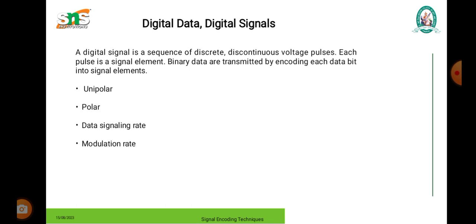Polar means that one logic state is represented by a positive voltage level and the other by a negative voltage level. The third is the data signaling rate, which is the rate in bits per second at which data are transmitted. The last is the modulation rate, the rate at which the signal level is changed. The modulation rate is expressed in baud, which means signal elements per second.